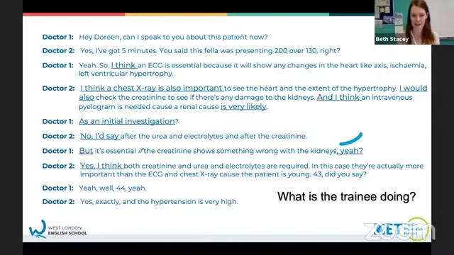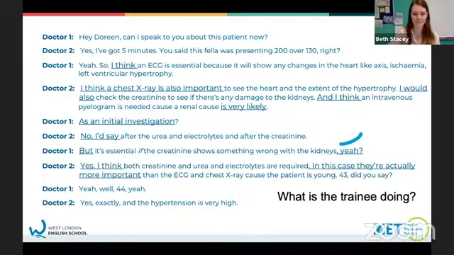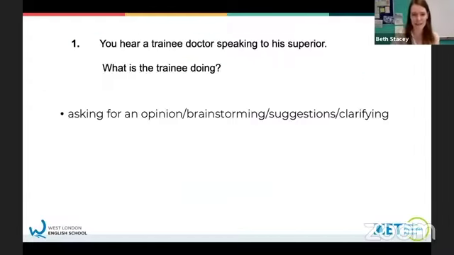And then confirming, yes, I think so. And then in this case, they're actually more important. So it's almost kind of giving that extra information, maybe almost teaching, possibly we could say. So a good answer for this would be something like asking for an opinion, maybe brainstorming, giving suggestions, clarifying something that the trainee already knows.